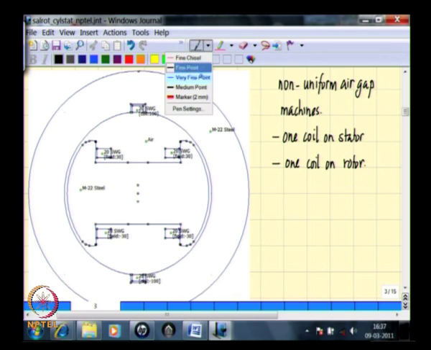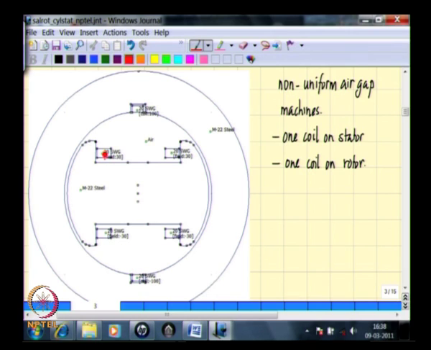So here you see that there is a slot that has been described, similarly another slot 180 degrees away. You have a coil occupying these two slots. One side of the coil lies here in this slot, another side of this coil lies in this slot. So this completes one coil on the stator.